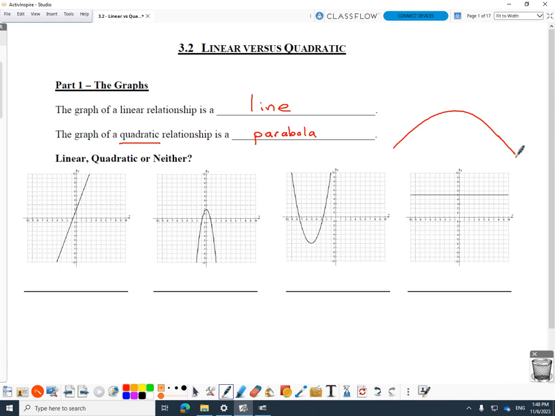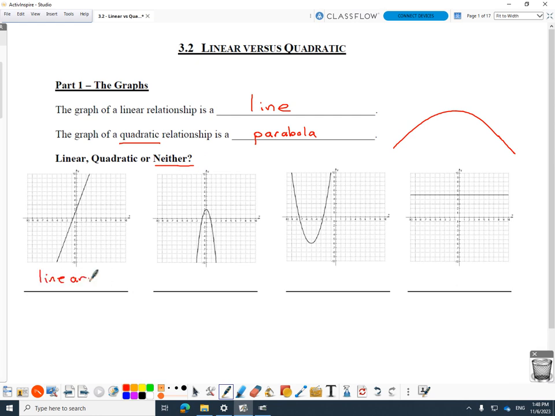So I hope this next question's easy after saying that. Linear, quadratic, or neither? Ooh, neither. A little scary there. Could it be neither? And here we're just looking at them and saying, is it a line or is it a parabola? What's this first one? It's a line. This is linear.